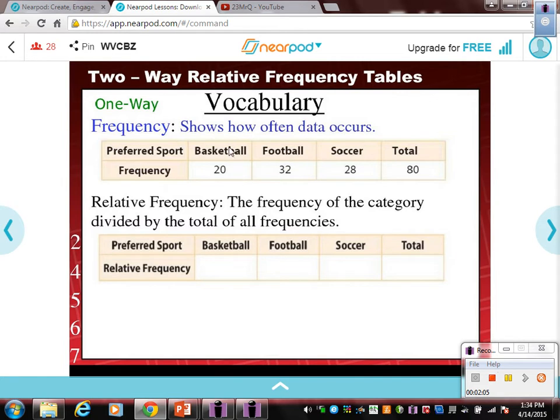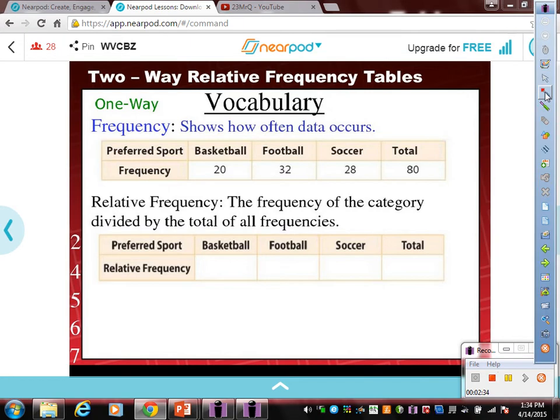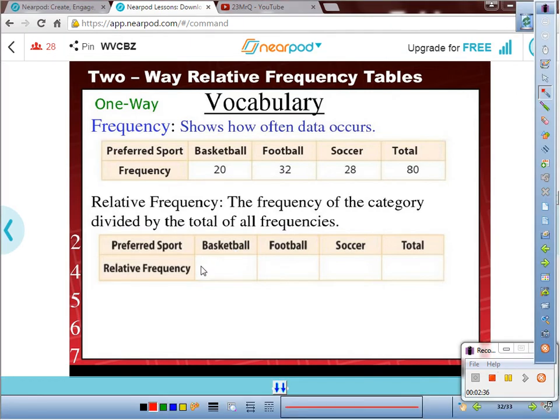So let's see. What is the frequency of basketball? 20. And what is the total frequency of all of them? 80. So to find the relative frequency of basketball, I would do 20 divided by 80. If I simplify that, that becomes 2 over 8, which is what? 1/4. What is that in decimal form? 0.25. And in percent? 25%. That's what we call relative frequency.